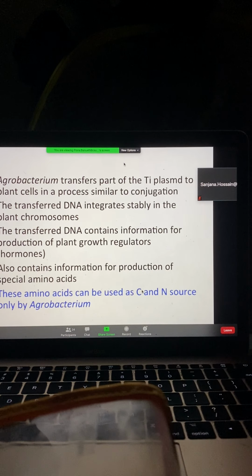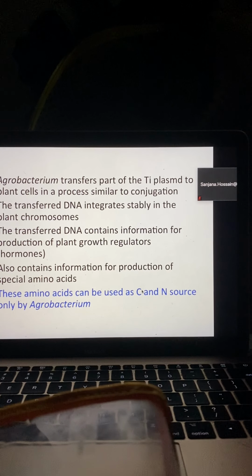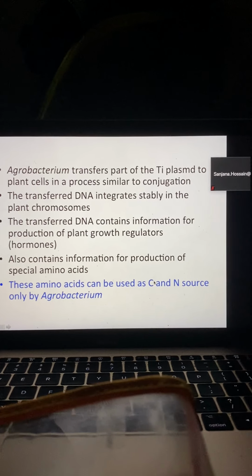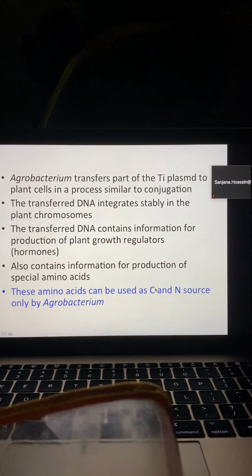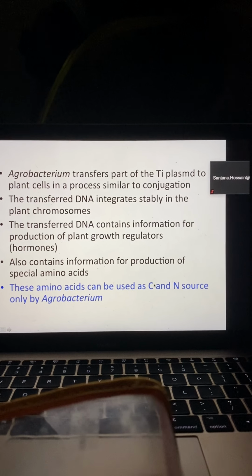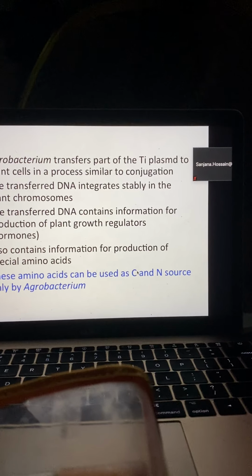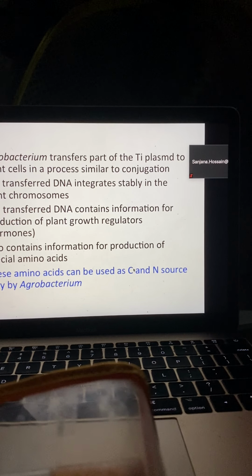And these amino acids are used by the agrobacteria as a carbon and nitrogen source. So the bacterium induces the plant, by transferring this DNA, to produce these amino acids. But only agrobacteria that contain the Ti plasmid can utilize these amino acids as a carbon and nitrogen source because they have the genes in this plasmid that can break down these amino acids to be used for this purpose. No other bacteria will have it. Okay?